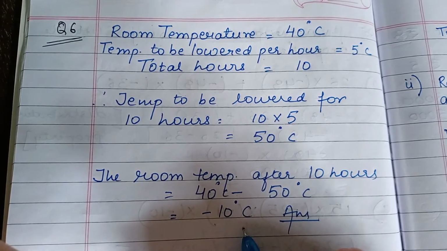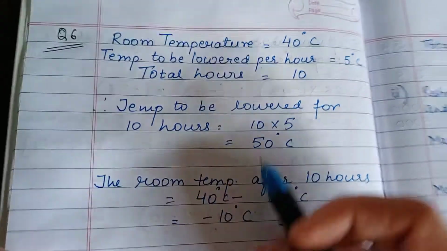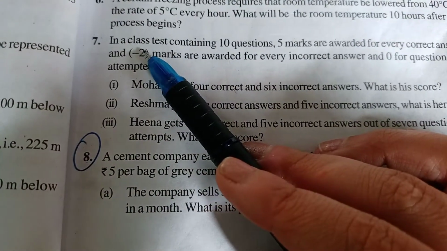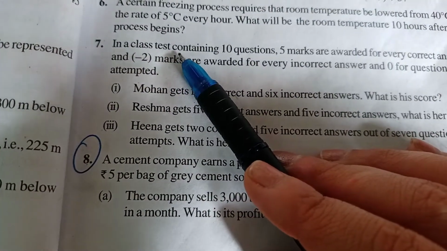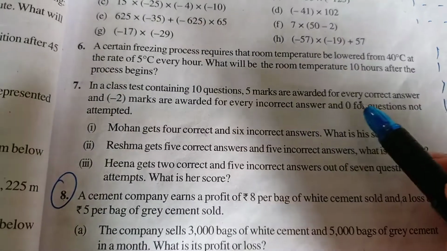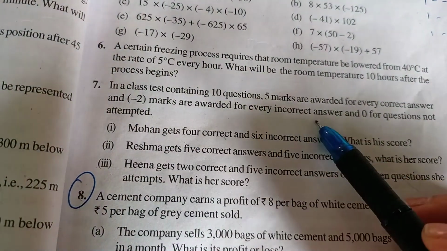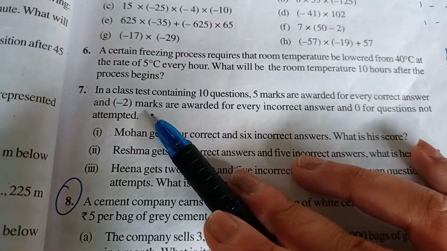So this is your question number 6. Let us move ahead with question number 7. In a class test containing 10 questions, 5 marks are awarded for each correct answer and minus 2 marks are awarded for every incorrect answer, and 0 for questions not attempted.